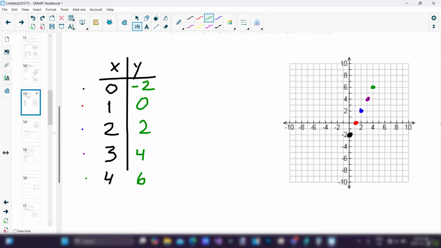And now I've got a nice pretty set of data. I can take my ruler, or I can use my best judgment, and I can draw a line through those sets of data. It's a straight line, so I'm happy. It has to be a straight line or I've done something wrong.